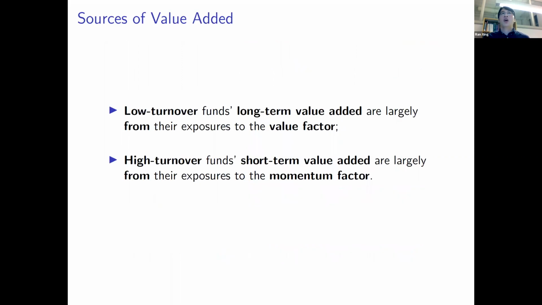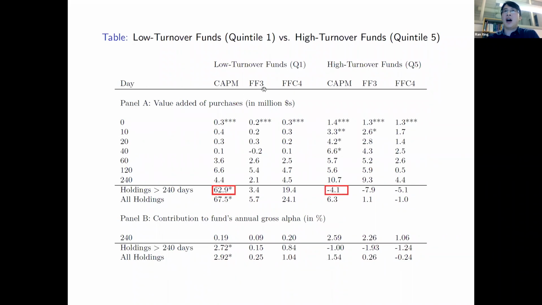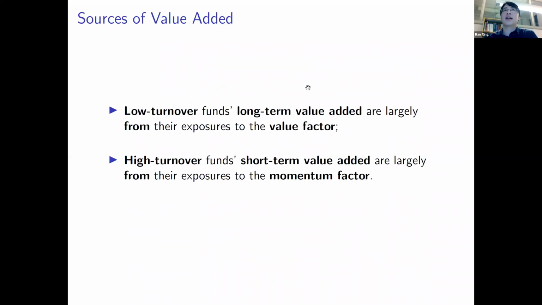And here, what we do is compare the results between the CAPM model, the Fama-French 3-factor model, and the Fama-French 4-factor model to understand more about the sources of value added. So what we find is that low turnover funds' long-term value added is largely from their exposure to the value factor, while high turnover funds' short-term value added is largely from their exposure to the momentum factor. As we know, value factors are relatively long-term strategies and momentum is a relatively short-term strategy. So this result is consistent with our argument.